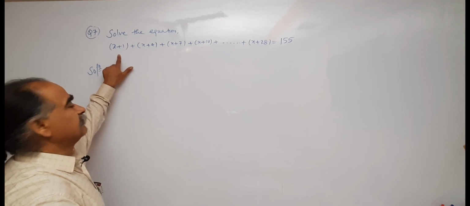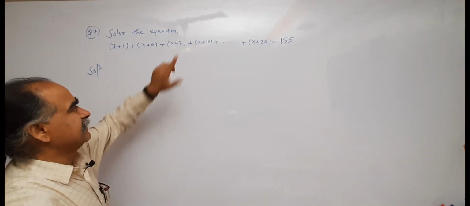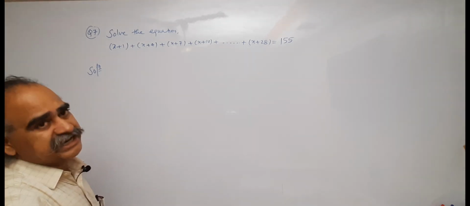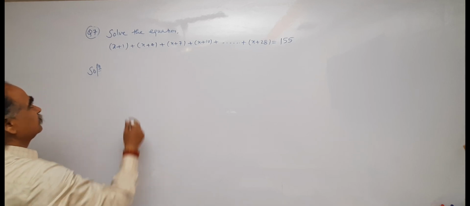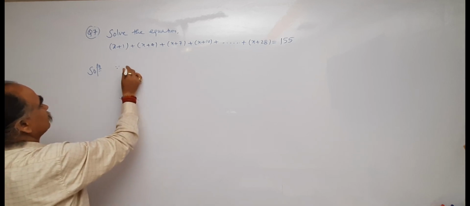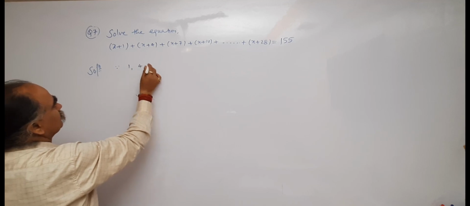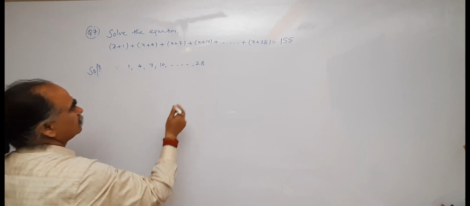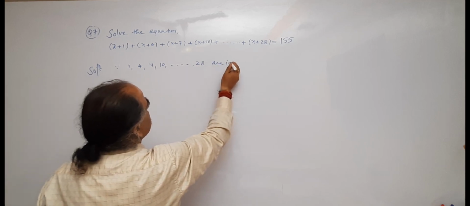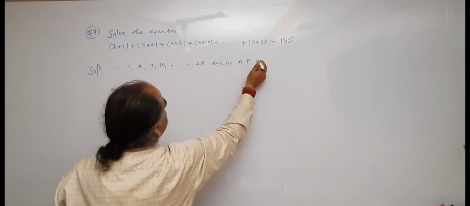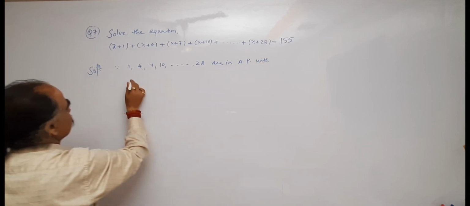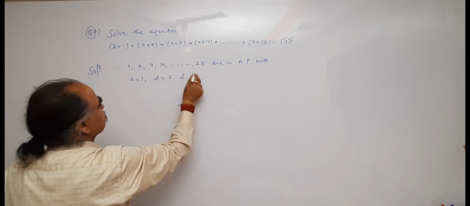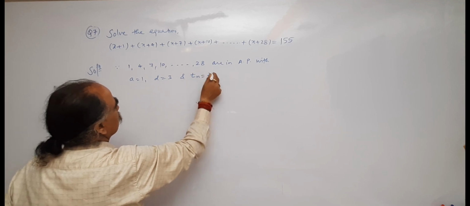Solve the equation x plus 1 plus x plus 4 plus x plus 7 plus x plus 10 plus so on plus x plus 28 is equal to 155. Since 1, 4, 7, 10 dot dot dot 28 are in AP with A 1, D 3 and Tn is 28.